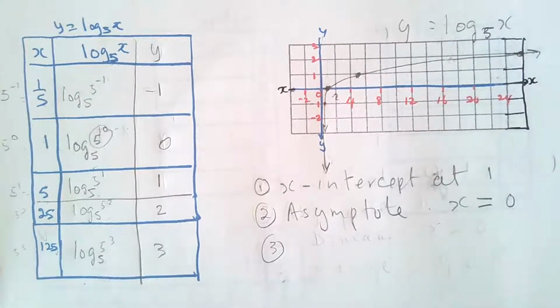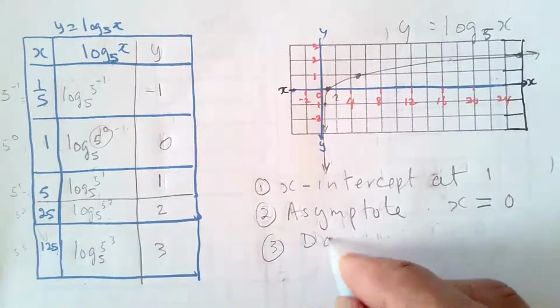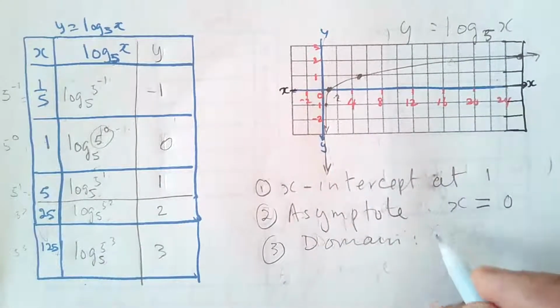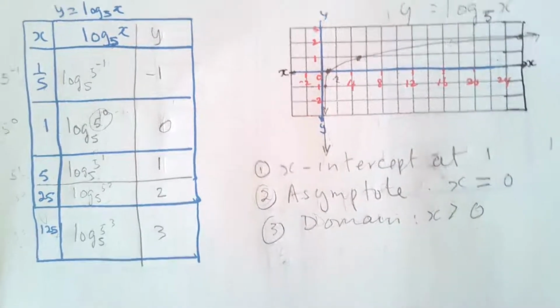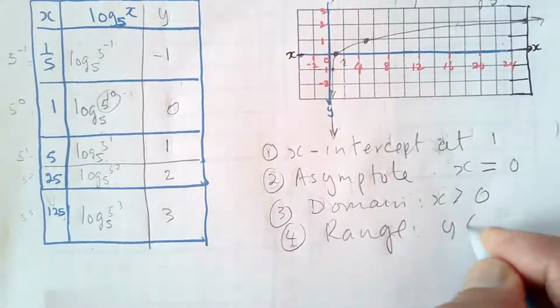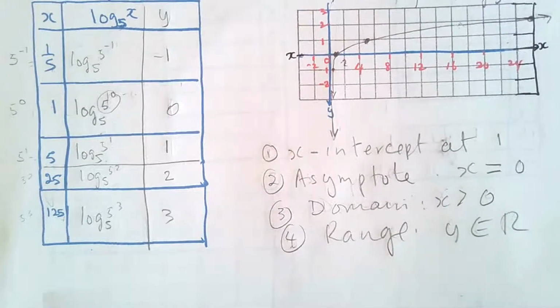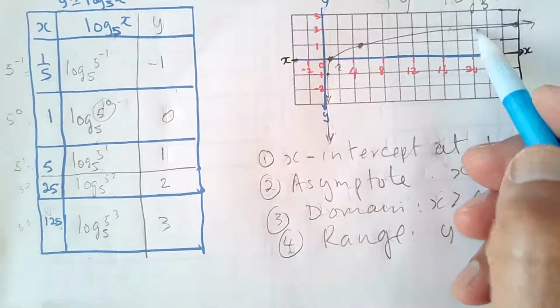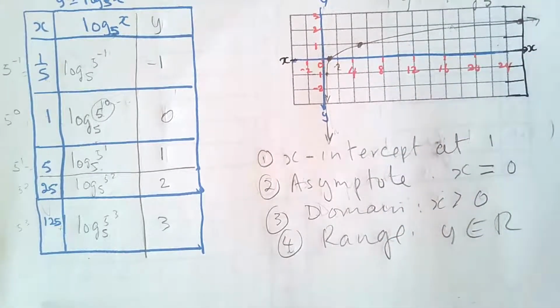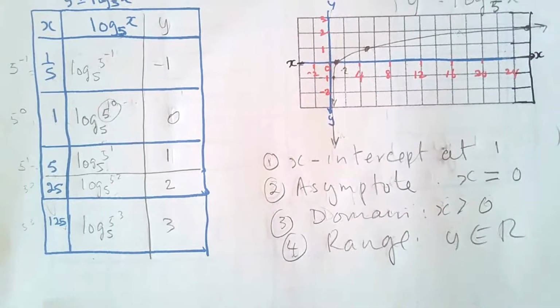Then they ask us for the domain. The domain is x, all the values greater than 0. And the range is y, the set of real numbers. So those are the characteristics of log base 5 of x. It's increasing, so we can see this graph is really increasing.